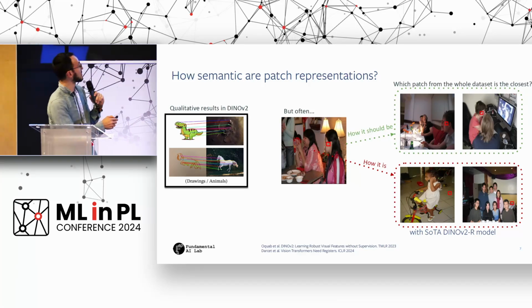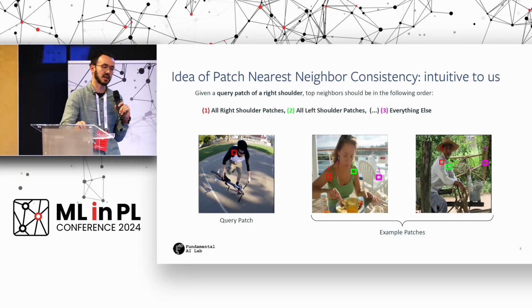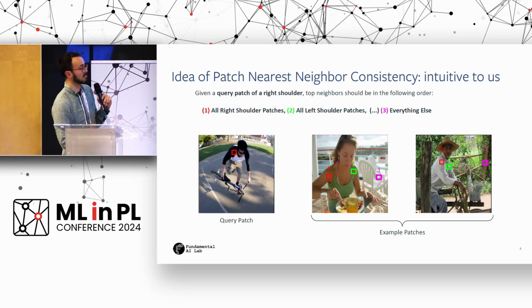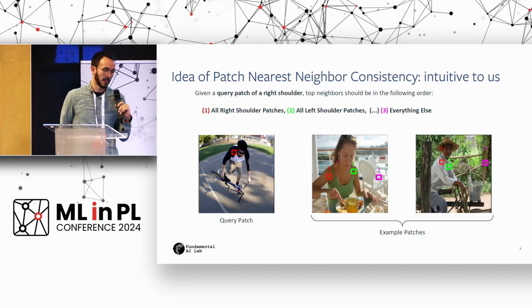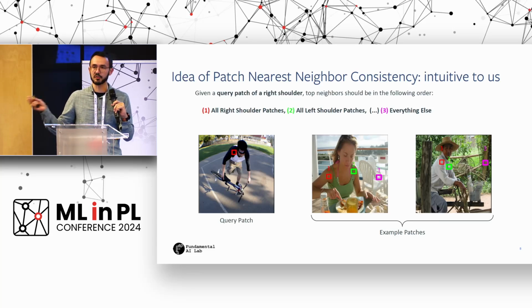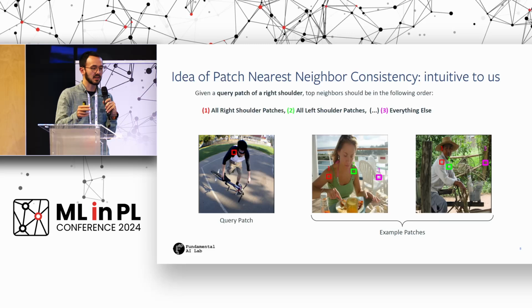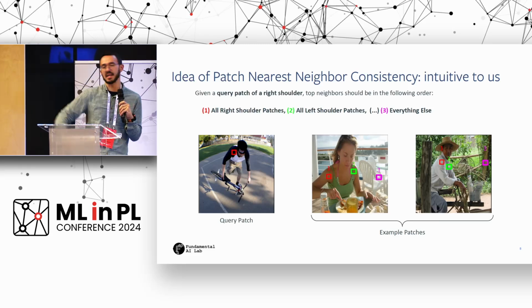So how can we get to this place at the top? This is where we come to the idea of patch nearest neighbor consistency, which is very intuitive to us humans, right? Let's say we have this red patch of the skater, the right shoulder of this BMX rider. And now we have these 1, 2, 3 patches of different images. For us humans, it would be very easy to say roughly what the ordering should be, right? So right shoulder patches should have similar embeddings, then maybe the left shoulder patches, and then everything else.